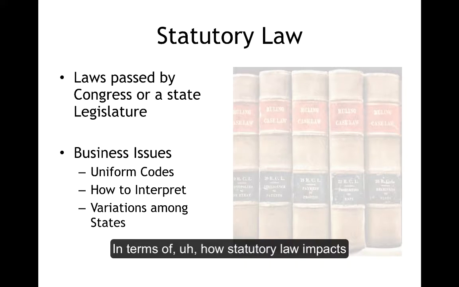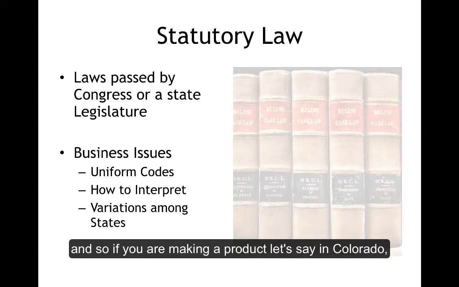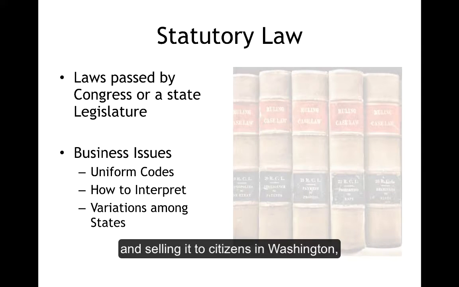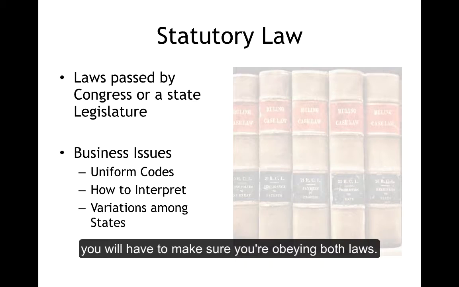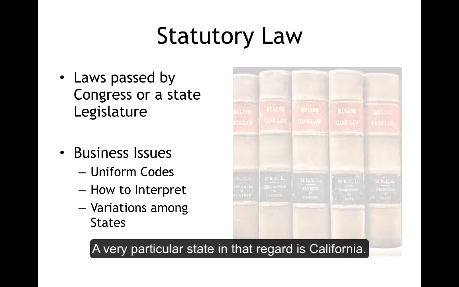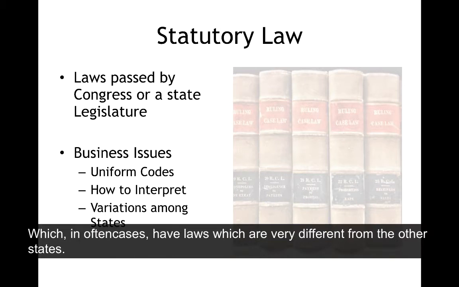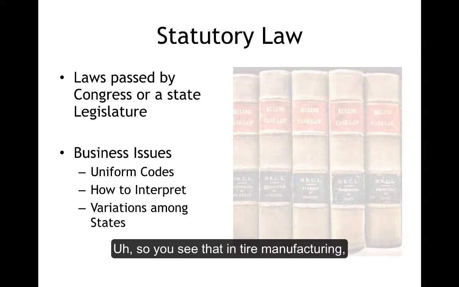In terms of how statutory law impacts business, it can be enormously complex because different states pass different laws. And so if you are making a product, let's say in Colorado, and selling it to citizens in Washington, you will have to make sure that you're obeying both laws. A very particular state in that regard is California, which in many cases has laws that are very different than the other states. You see that in tire manufacturing, which is one place where California really stands out.